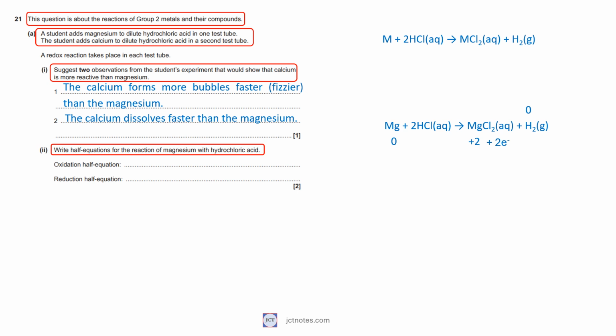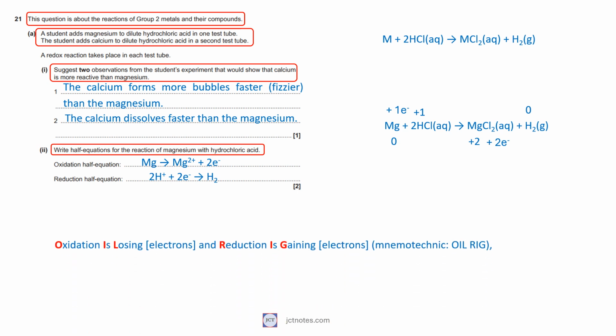On the other hand, the hydrogen starts with oxidation state +1 in the hydrochloric acid and finishes with oxidation state 0, this means that it has gained 1 electron. We can then conclude that the oxidation half equation is: metallic magnesium forms magnesium 2+ and loses 2 electrons. Reduction half equation: 2 protons gain 2 electrons and form hydrogen gas. I find the mnemonic OIL RIG helpful, for oxidation is losing and reduction is gaining.